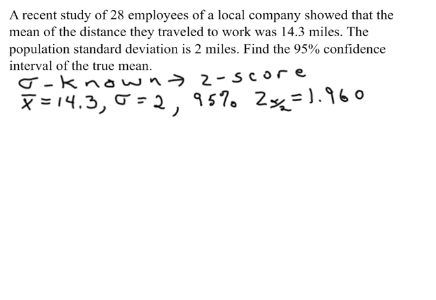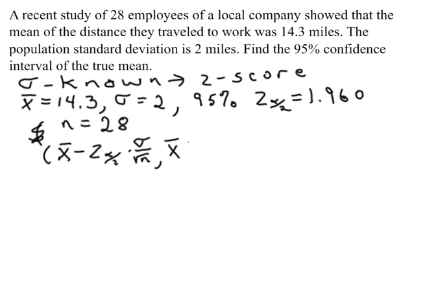So now we identify our confidence interval. First, we need to identify n. n is again 28. Our interval formula then is x bar minus z alpha over 2 times sigma over square root of n, to x bar plus z alpha over 2 times sigma over square root of n.